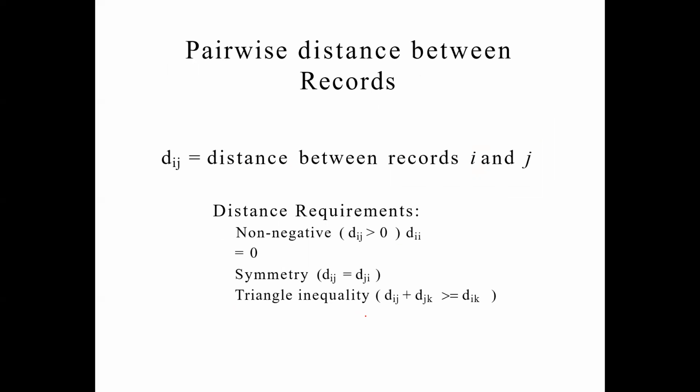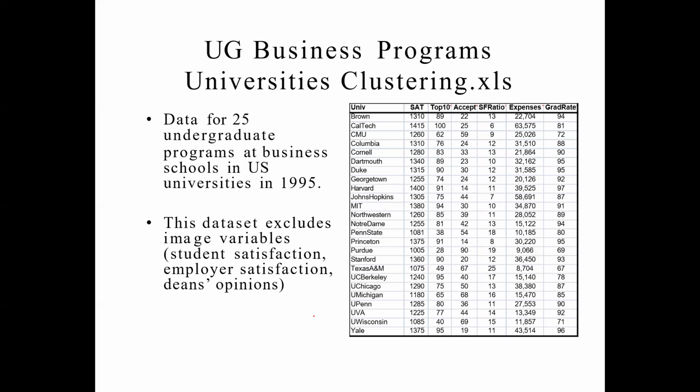You also know the different properties of distance. The pairwise distance between records is represented by Dij, equal to the distance between records i and j. Distance requirements, you know these properties. Distance should be non-negative: Dij should be greater than or equal to 0, and the distance between an object i and itself will be 0. Another property is symmetry, Dij equals Dji, and the triangular inequality property.